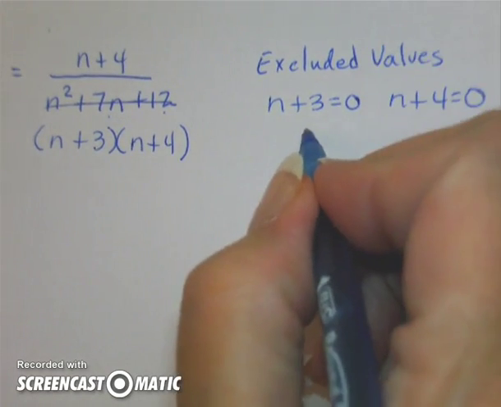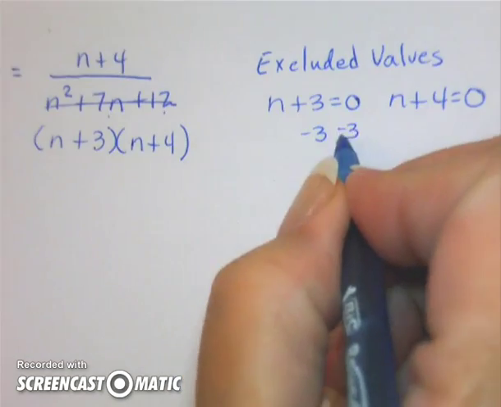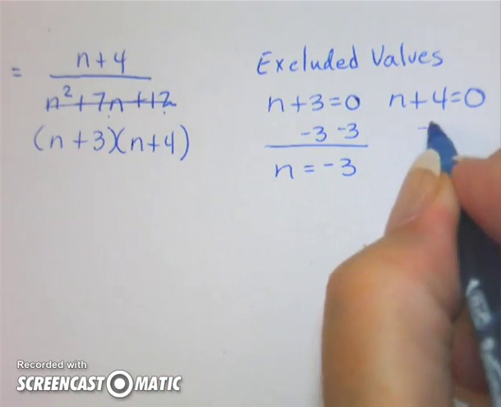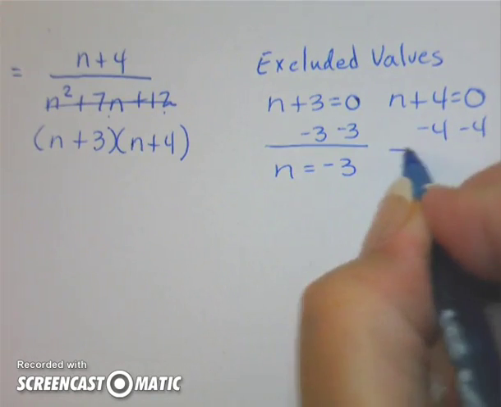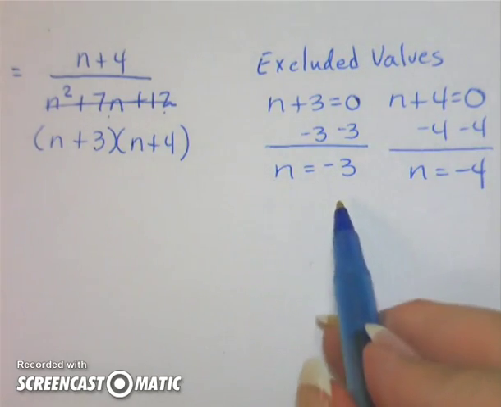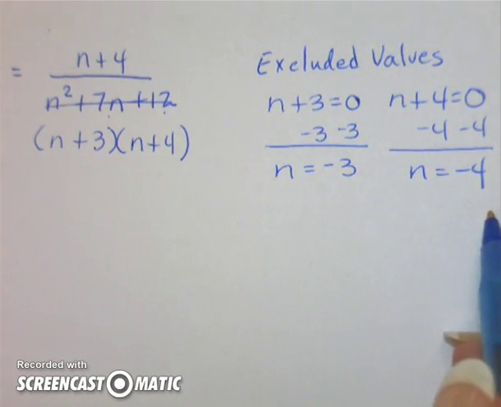Okay, to solve this, I subtract 3 from both sides. So n equals -3, and I subtract 4. So I have these two excluded values.